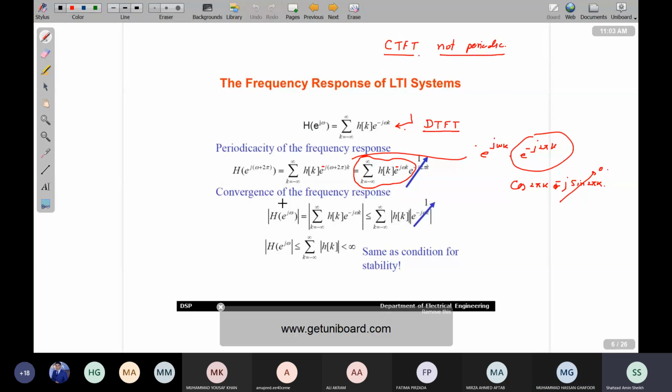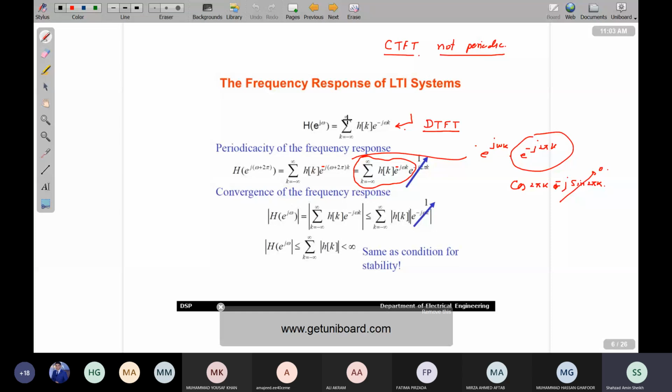So the frequency response of LTI systems, you know it now, that H of e^{jω} by definition is the DT equation of the system. They're claiming that this is periodic with period 2π. So if I have to confirm my claim, what I will be doing is replacing ω with ω plus 2π in the same equation. So H of e^{j(ω+2π)} will be what?